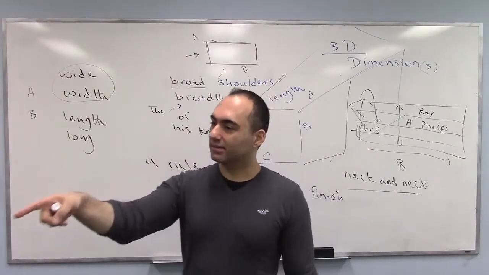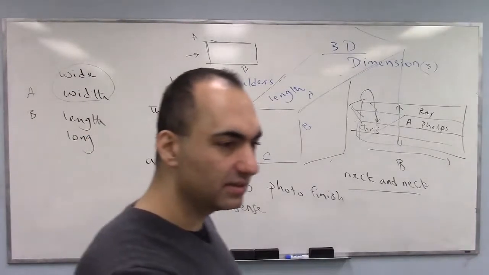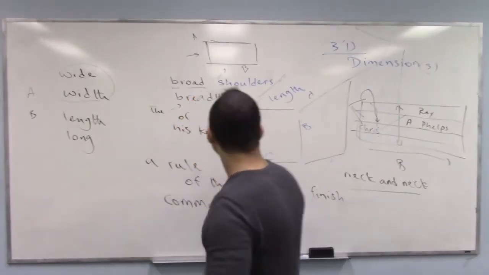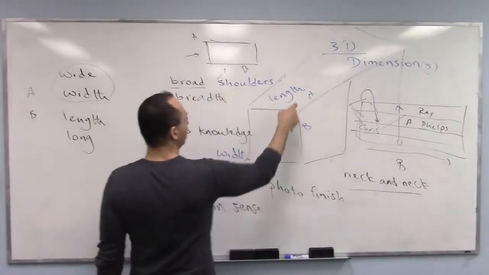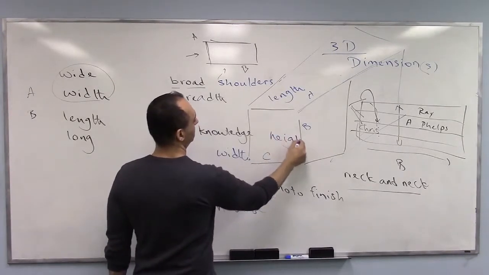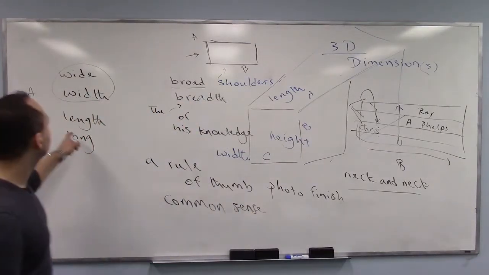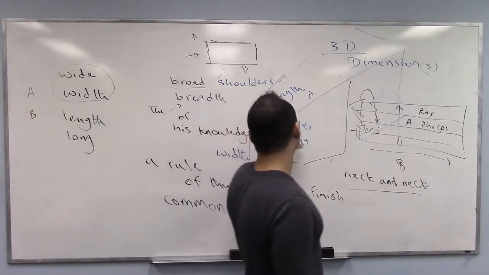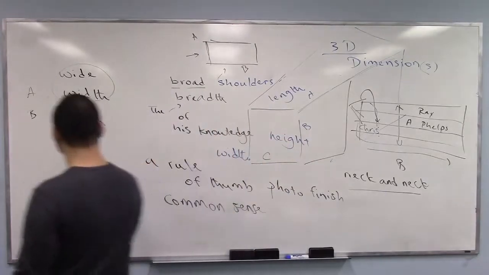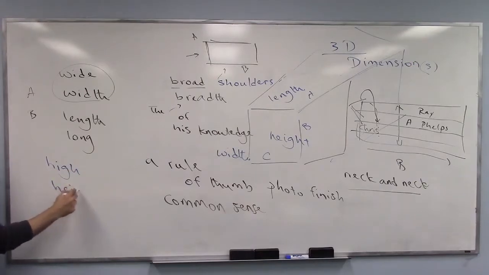So, how about length? Length. So we have the width, we have the length, and what is this one? Height. So wide, width, long, length, high, height. What is the adjective for height? High, height.